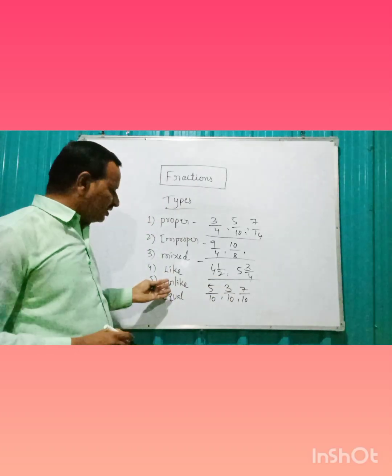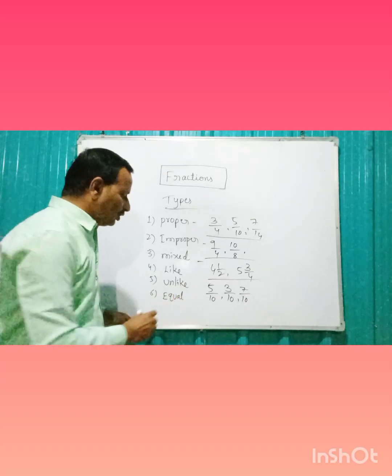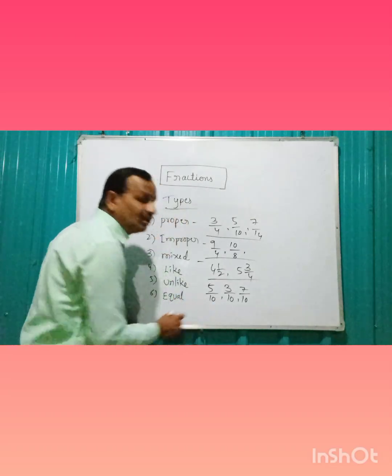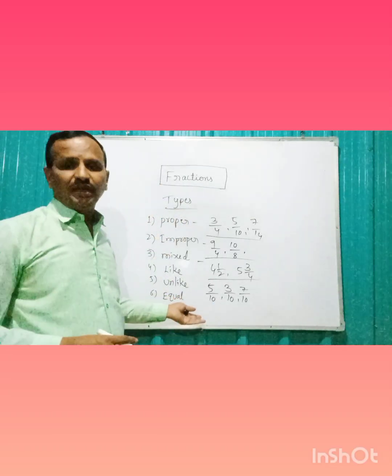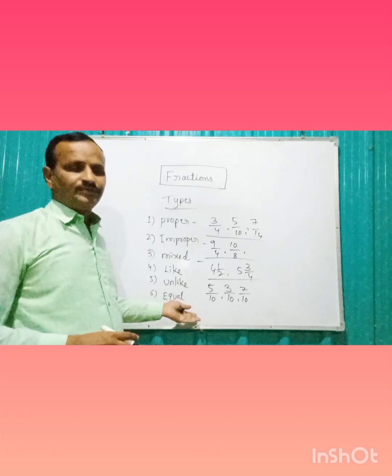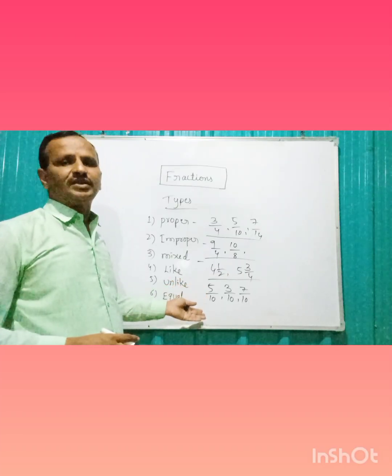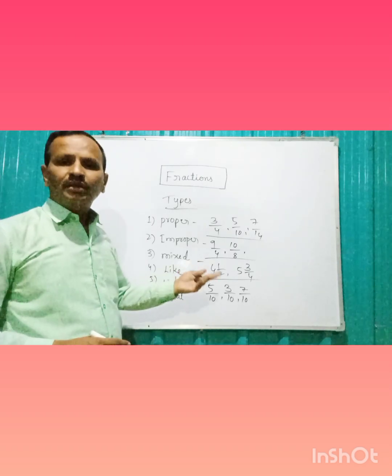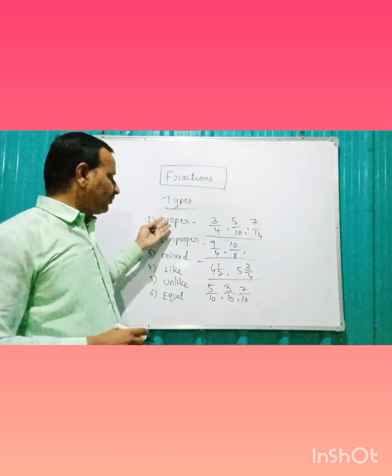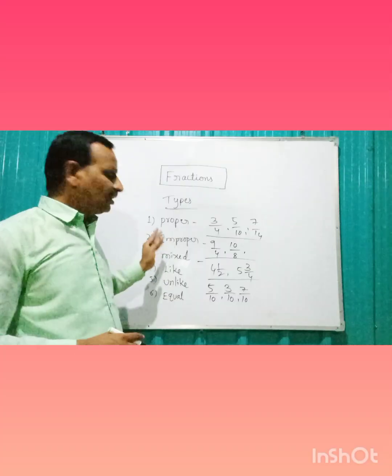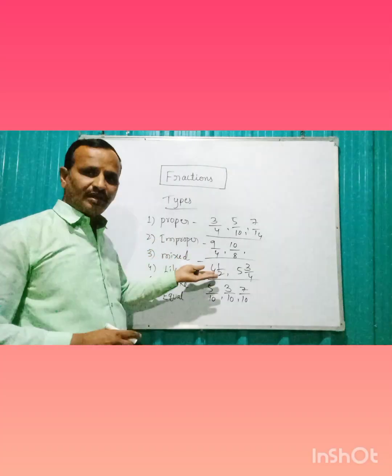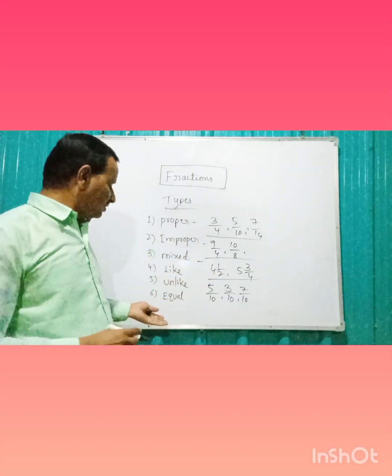Unlike fractions are the opposite: here the numerator is the same and the denominators are different. You can write this, isn't it? That is the unlike fraction. The opposite of like fraction is unlike fraction. The opposite of proper fraction is improper fraction. The mixed fraction is a little bit different. So which fraction is left now, the last?